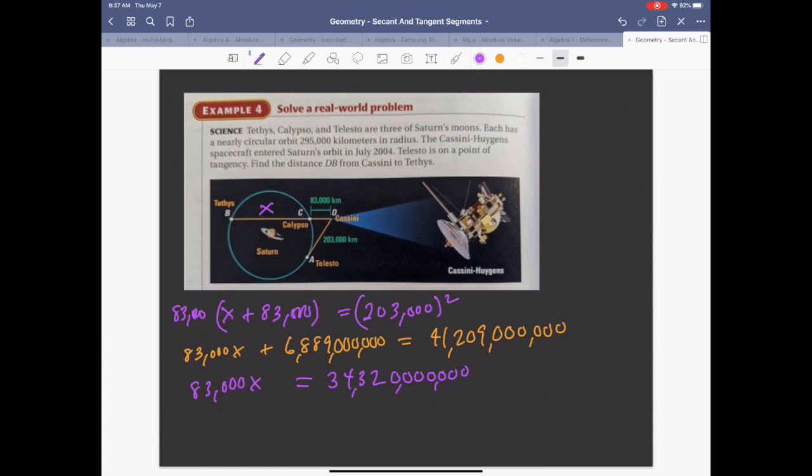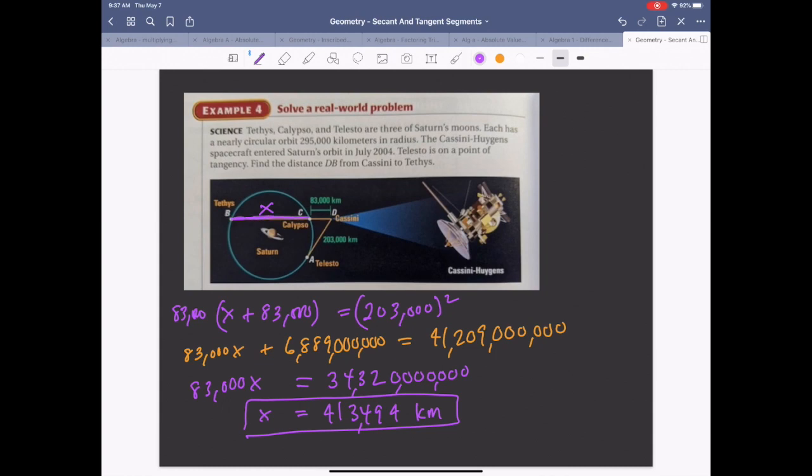And that looks correct. Okay, and then we divide by 83,000 to get x. Remember, these are going to be large numbers. We're talking about orbital distances. We get 413,494, and we'll just round up. So it is 413,494 kilometers. That distance x.